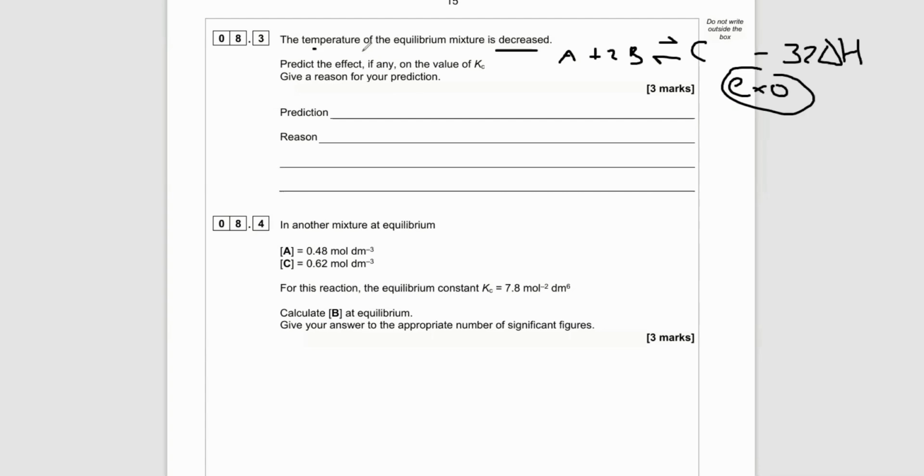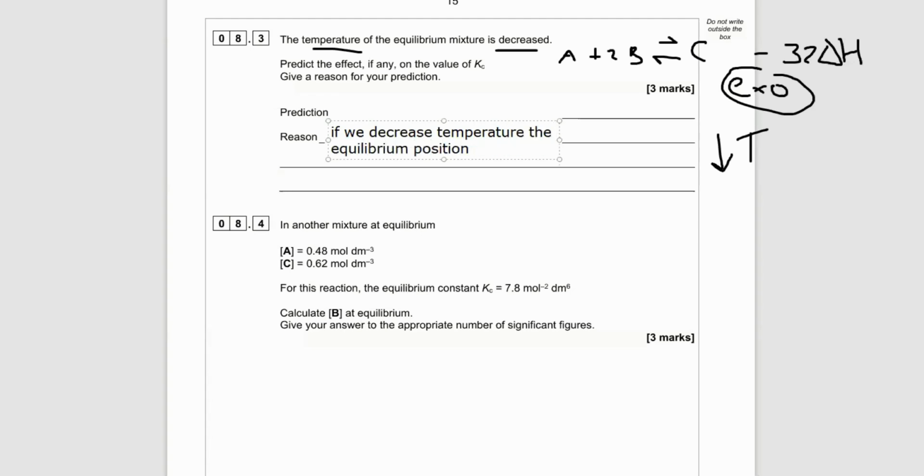Energy is released. So we've now got to use Le Chatelier's principle in our head and say, right, if you decrease the temperature, Le Chatelier says the reaction will move to counter the change. So the reaction is going to shift to the right, because if you decrease the temperature of an exothermic reaction, the reaction favors the right-hand side to counter the change. That's Le Chatelier's principle. So we know it's going to shift to the right and make more product. So we're going to get an increase in C.